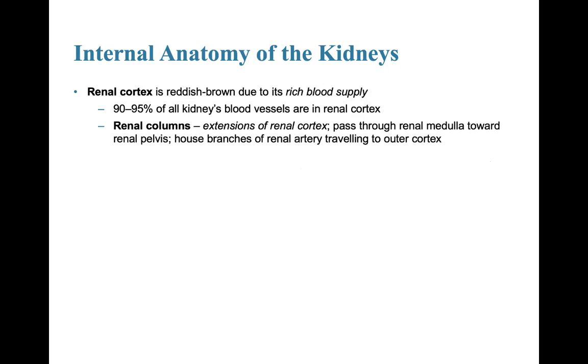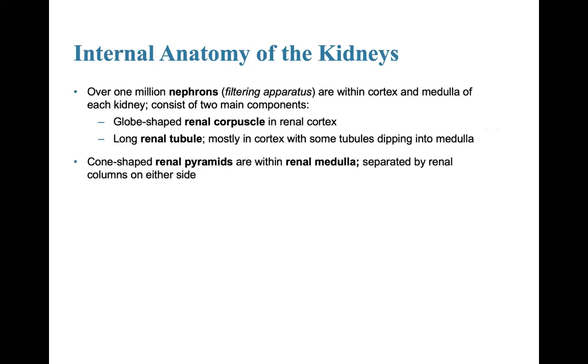The renal cortex is a reddish-brown color, and this is due to a very rich blood supply. 90 to 95% of the kidney's blood vessels are located within the renal cortex. Renal columns, which are extensions of the renal cortex, will pass through the renal medulla towards the renal pelvis and house branches of the renal artery traveling to the outer cortex. Over 1 million nephrons, which are the filtering apparatus and the basic structural and functional unit of the kidney, are found within the cortex and the medulla.